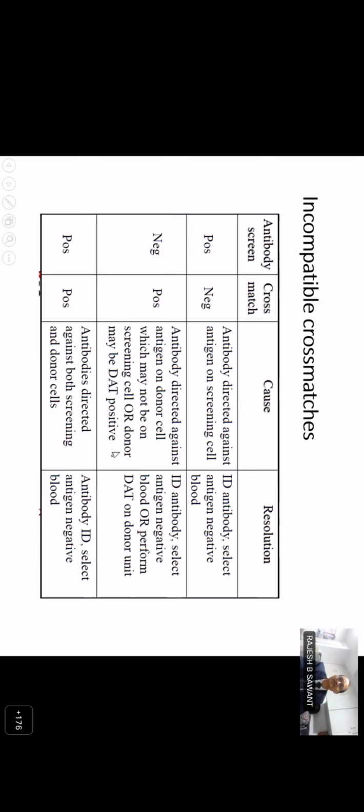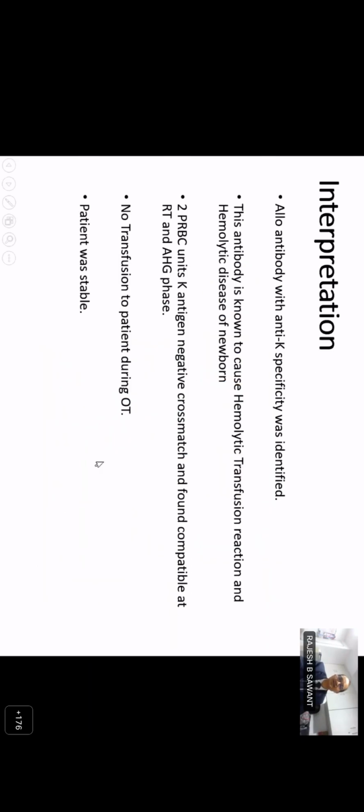This we have already discussed, so we need not go into the details of this. Finally, the interpretation. This is an anti-K antibody, and as you said, capable of causing both hemolytic transfusion reaction and HDN. So what you do is, K antigen negative units were cross-matched and found compatible at both room temperature and AHG phase, right? The patient luckily did not need any transfusion, so absolutely no problem, and the patient was stable also, right? So we can have questions.